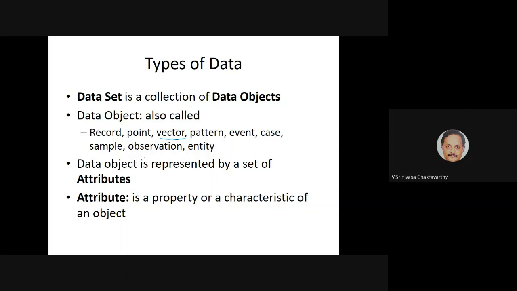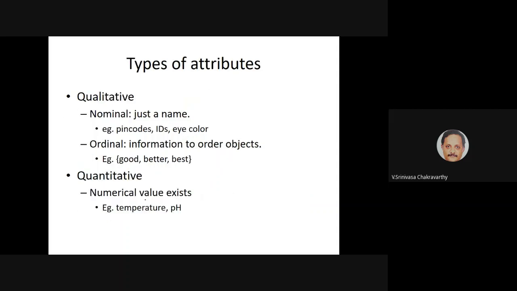So a data object is represented by a set of attributes. An attribute is a property or a characteristic of an object. Attributes can be of different kinds. They can be qualitative or quantitative. Qualitative again has two subcategories. Nominal, that is just a name, like pin code, IDs, and eye color, or names. So you cannot do any mathematical operations with it.